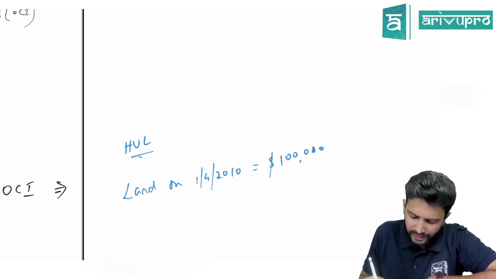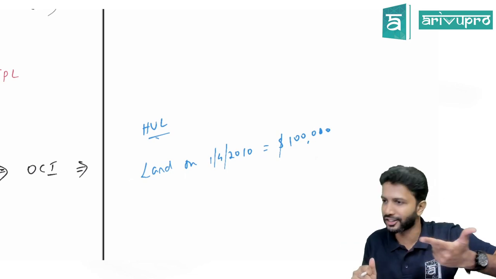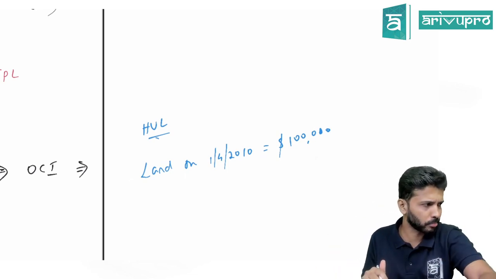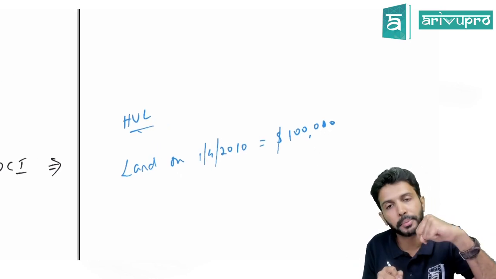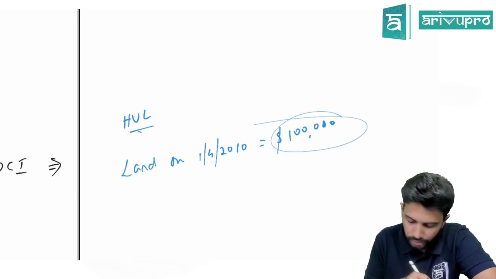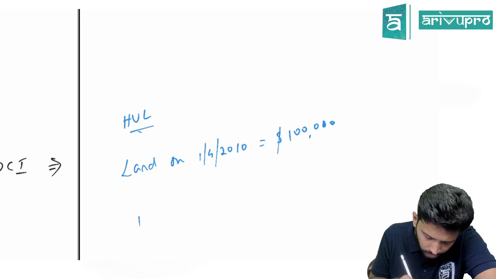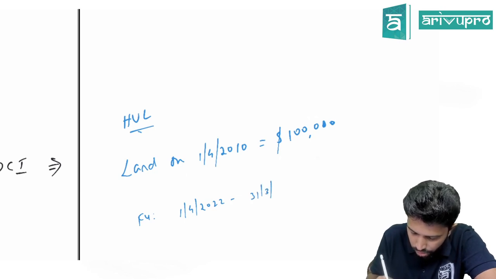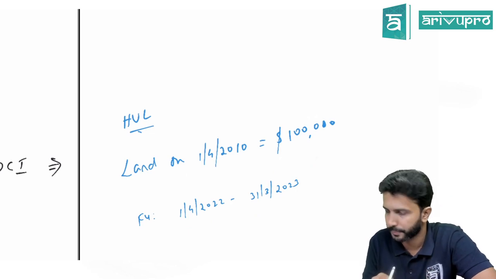You may get millions and all, and you must be comfortable with that. They don't use the term lakhs and crores; they'll be using the term millions. So we'll see in the examination. If you have any issues, pop out there. It's fine. Okay. Land was purchased on 1st April 2010 for about $100,000. Let's say currently our current financial year is 1st April 2022 to 31st March 2023. This is our current financial year assumption.